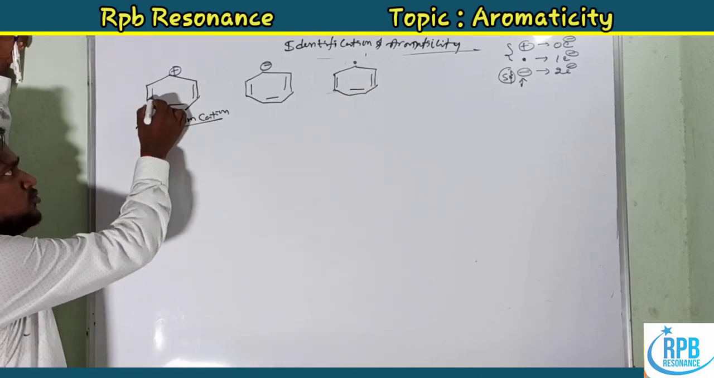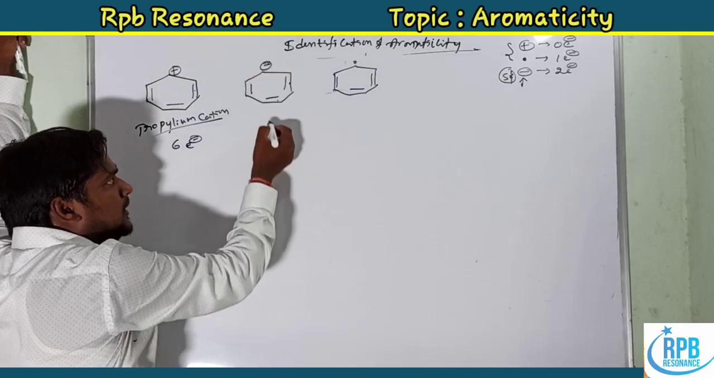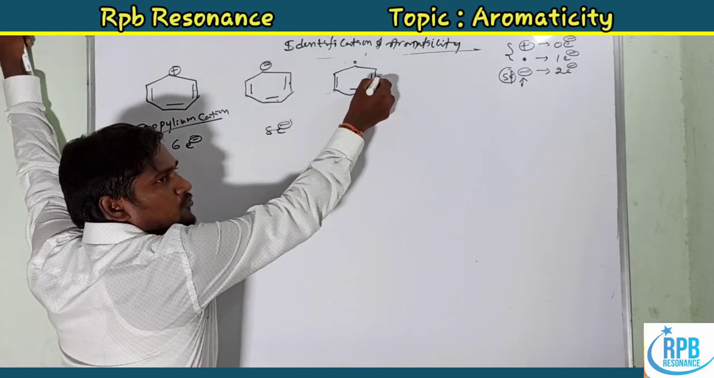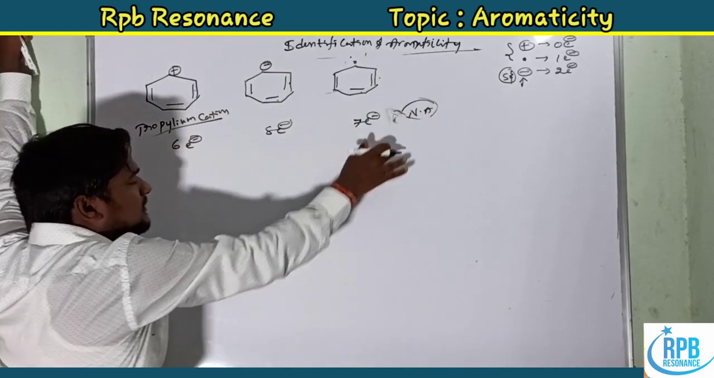Okay, now here 2 plus 2 plus 2, 6 pi electrons. Here 2 plus 2 plus 2 plus 2, 8 electrons. Here 2 plus 2 plus 2 plus 1, that is 7 electrons. Odd, so it is non-aromatic.